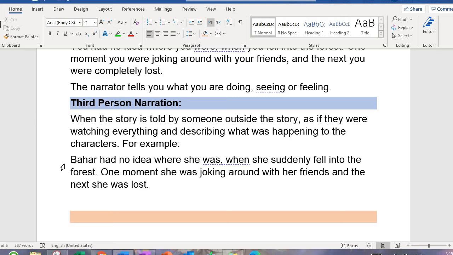Now I have written a small example for you. Bahar had no idea where she was when she suddenly fell into the forest.